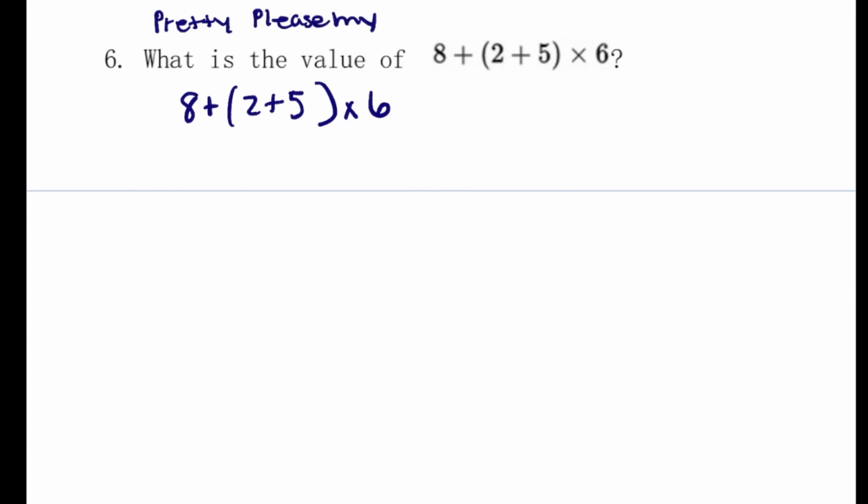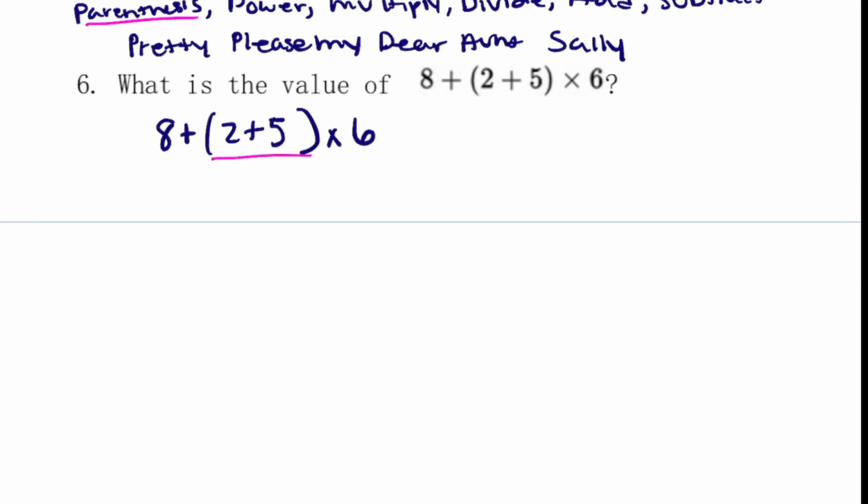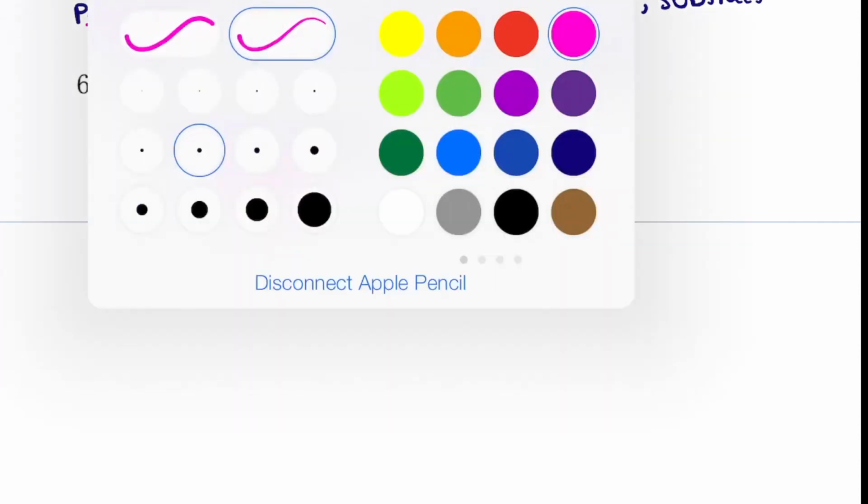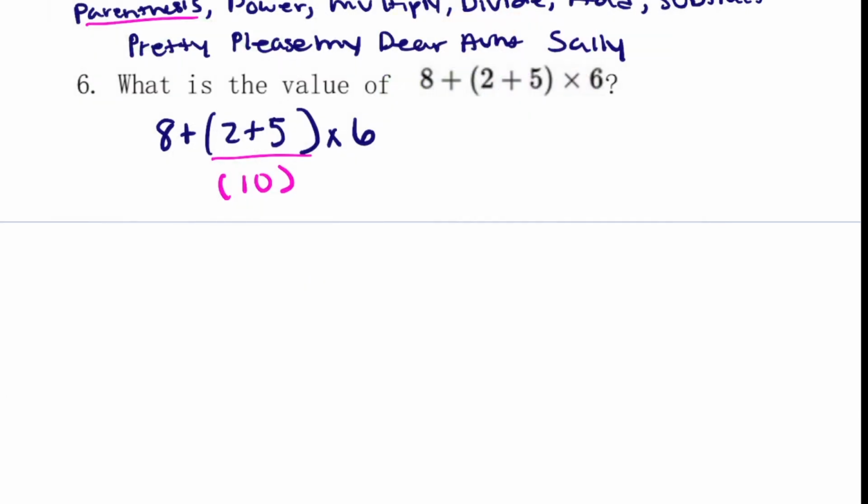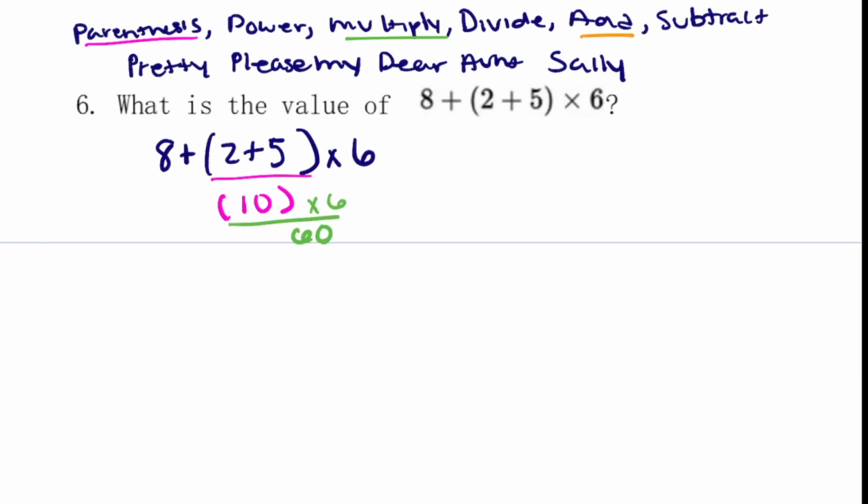So if we take this problem, 8 plus the 2 plus 5 in parentheses times 6, we know that the first thing we're going to do is solve for the parentheses. So we have the 2 plus 5, that is going to give us 10. Then the next order of operation is to multiply. So we're going to have the 10 times 6, that's going to be 60, and then we're going to add. So the answer is going to be 68.